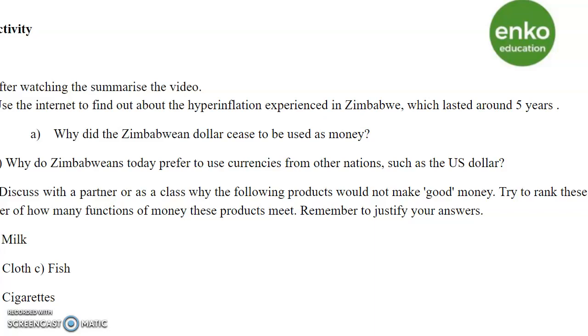Number 2, use the internet to find out about the hyperinflation experience in Zimbabwe, which lasted around 5 years.